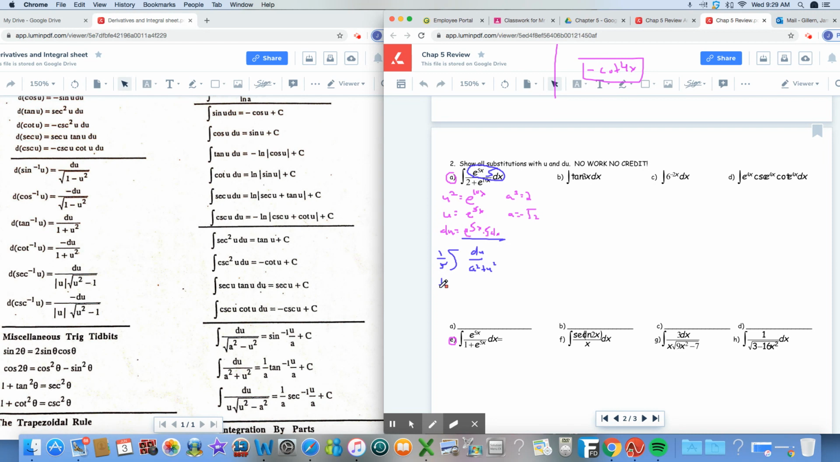It's 1/5 times 1 over a. a is the square root of 2. Inverse tan of u over a, so e to the 5x over a, which is square root of 2. Don't worry about rationalizing. Plus c, and there's your answer. You can combine these to be 1 over 5 root 2, but if you got this far, you were good.